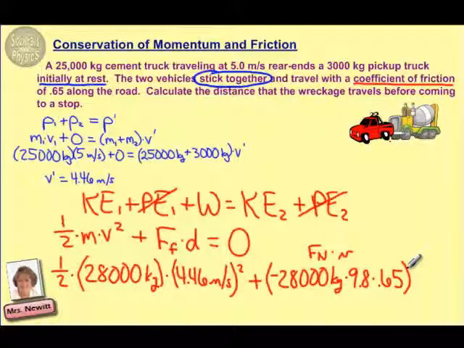Then the distances are unknown, and those two will end up giving me 0 as an answer at the end. Multiplying all of those out, we end up with a distance value of 1.6 meters that they traveled before coming to a stop.